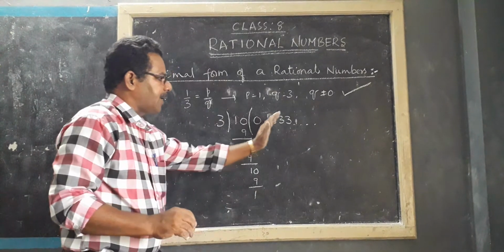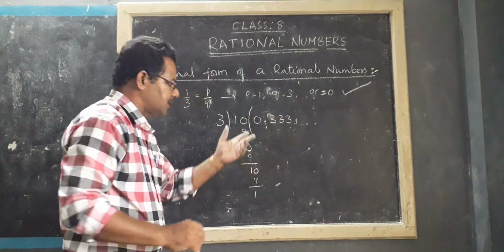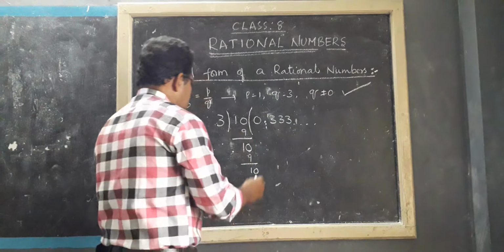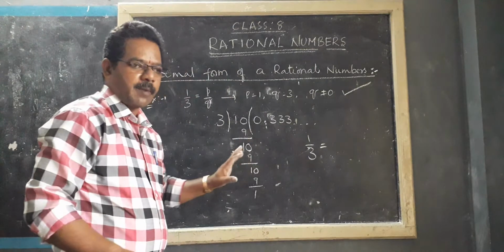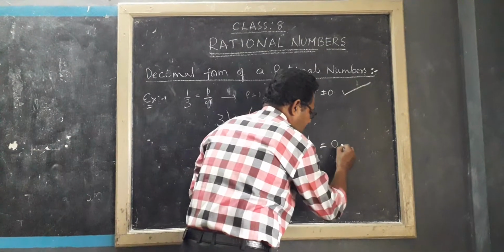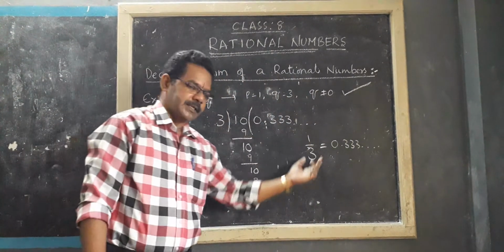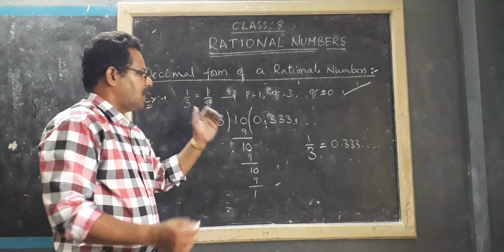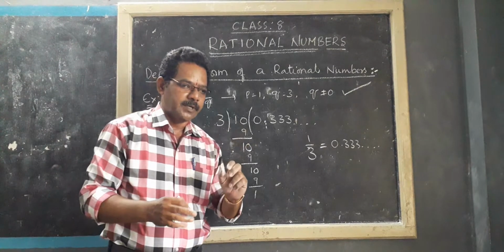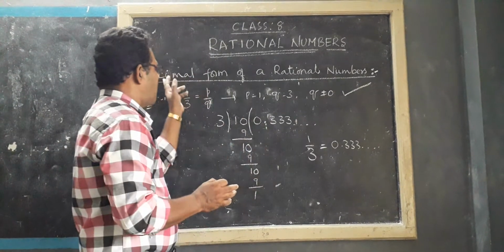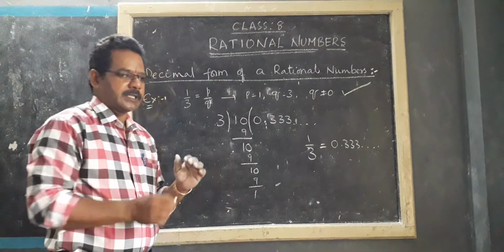This is another type of rational number, whose decimal form is equal to 0.3333. So 1 by 3 is a p by q form rational number. This can be converted into 0.3333 and so on. This is the decimal form of 1 by 3. Previously we have taken one example, and this is another example. From these two examples, we can understand the decimal forms of rational numbers are of two types. So now we have to discuss the two types.